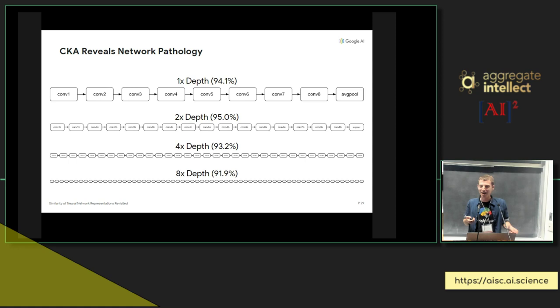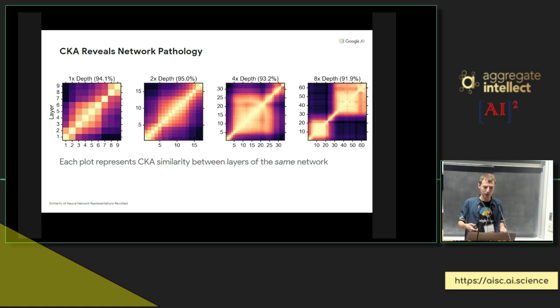You could try to explain this in terms of maybe there are vanishing gradients, maybe there's something wrong with the training, but you can also just directly look inside the trained neural network and see what's gone wrong. If we measure CKA this time between layers of a single trained network in each of these plots, so we're no longer using pairs trained with different random initializations, now it's just one network, you can see what's gone wrong in these really deep networks.